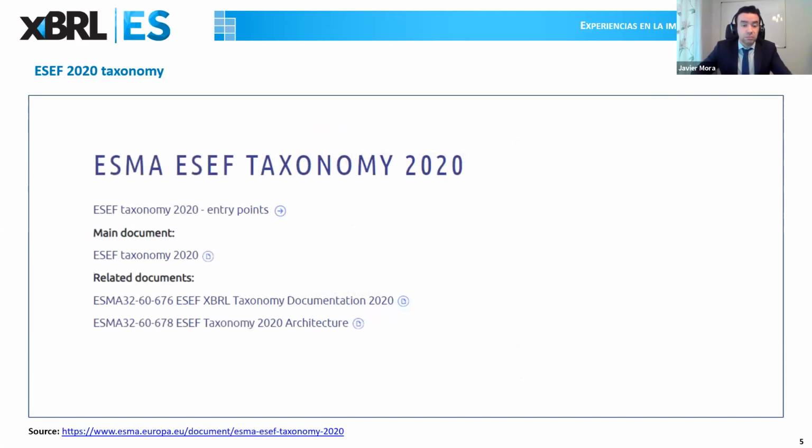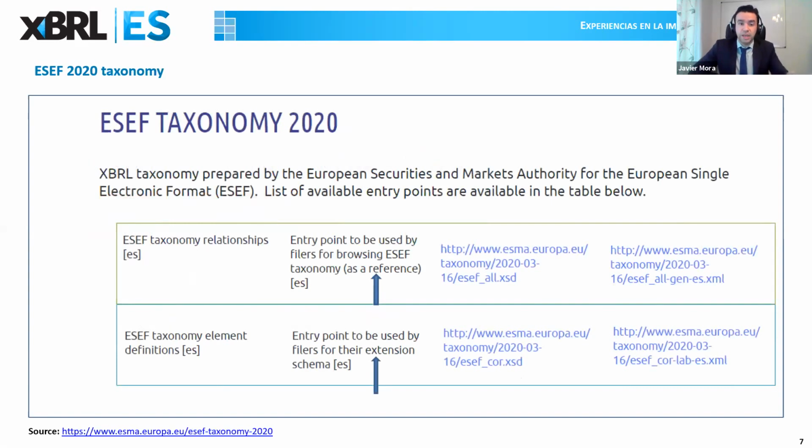So in summary, this taxonomy has the entry points, okay, so that the IT companies and all the preparers can work with it. Remember that we have two main entry points. We have one for browsing the SF taxonomy as a reference, so it's not allowed to use it in the filings. And the second one, at the bottom, is the definition of all the elements, what is called the core taxonomy, and it is the proper entry point to be used in the extension taxonomy schema of the filers. Okay, so we really need to distinguish between these two different entry points.